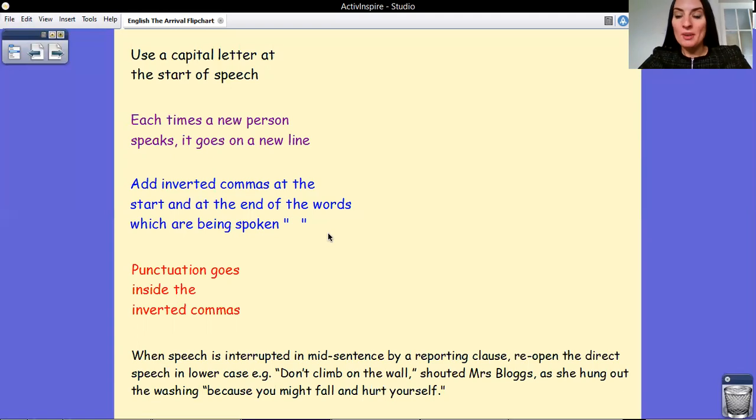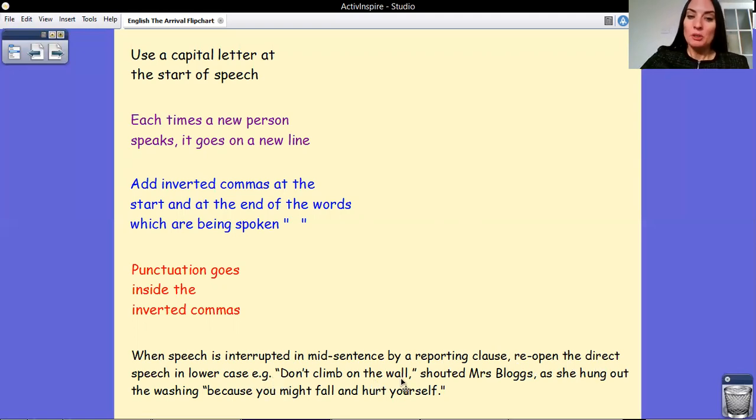So remember, if it says said George, the inverted commas wouldn't go after said George because that's not being spoken, it's the bit that the character said. Punctuation goes inside the inverted commas. So if somebody shouted it and you use an exclamation mark, that would go inside your inverted commas. And when speech is interrupted mid-sentence by a reporting clause, you reopen the direct speech in lowercase.